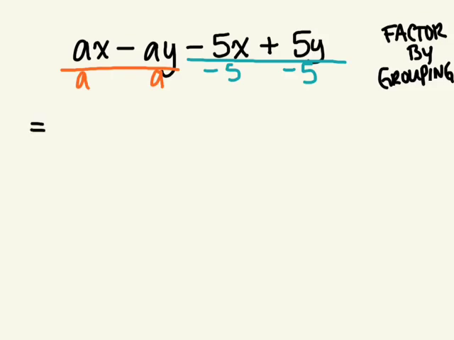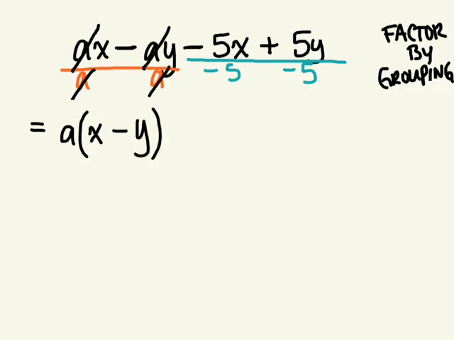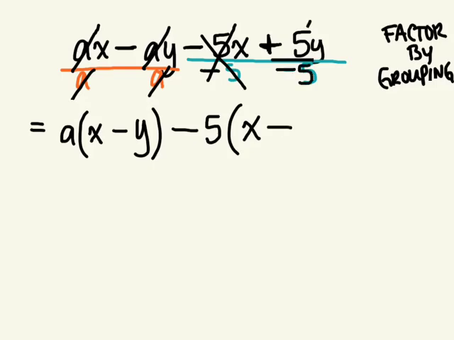Because the greatest common factor is a, that means a times, well, what's a divided by a? Cancels out. I'm left with x. What's a times x? Ax, right? Minus a divided by a. Good. Negative 5 divided by negative 5. Good. So negative 5 goes in front because that's the greatest common factor. Then x, then positive 5 divided by negative 5. Negative y. What do you notice?